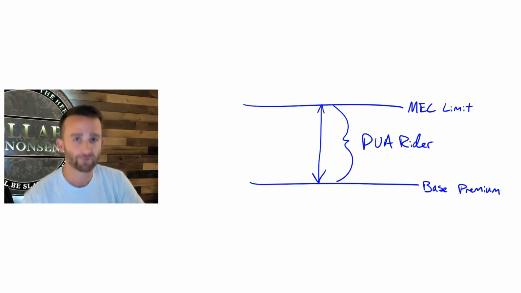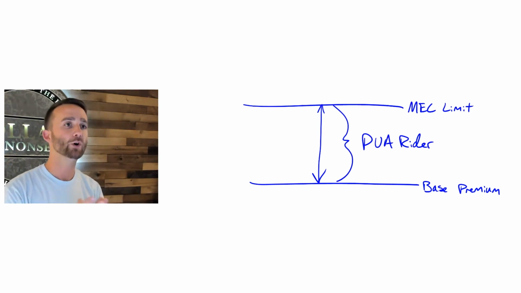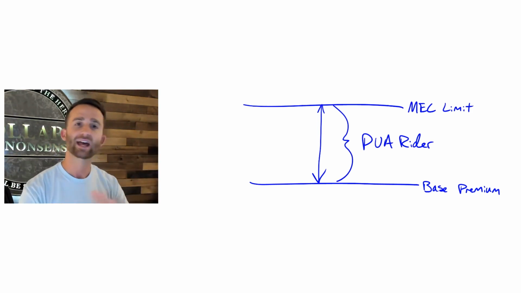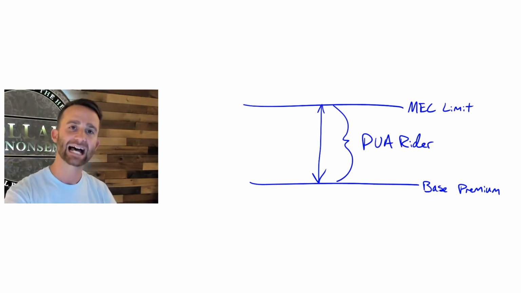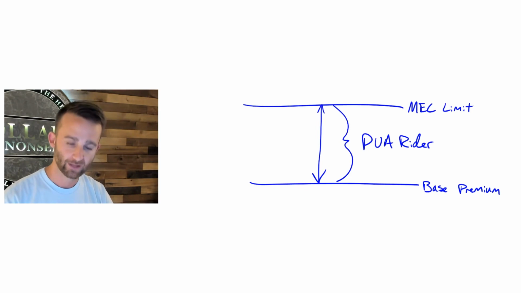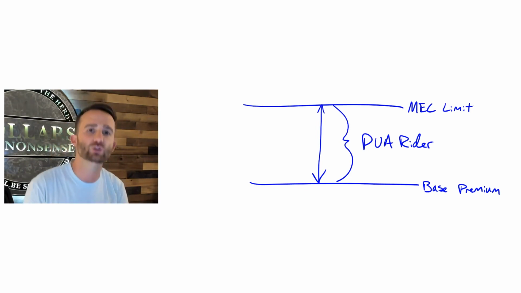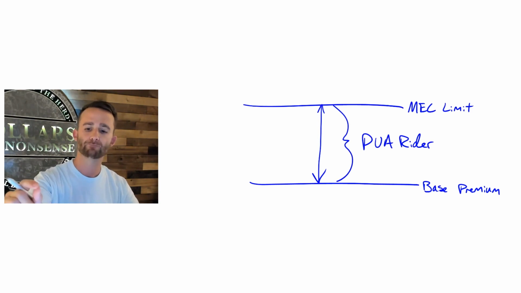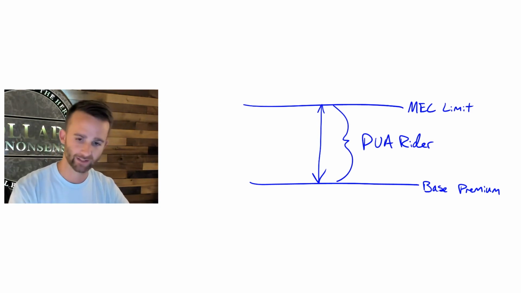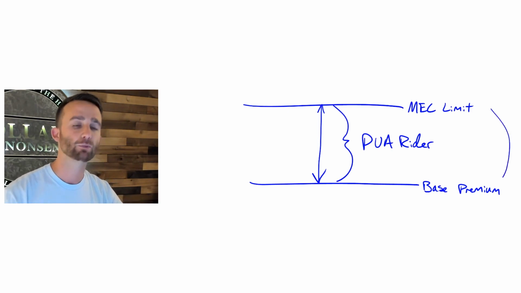You can build a policy with a $5,000 MEC limit. You can build a policy that can fit any amount of money that you want it to fit, but it has to be designed to fit that amount of money. That's what it has to do. So we have to know how much you want to be contributing at the forefront. And here's why. Essentially there's a relationship between the MEC limit and the base premium.